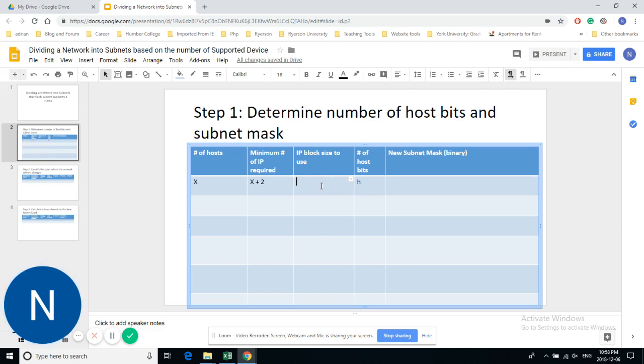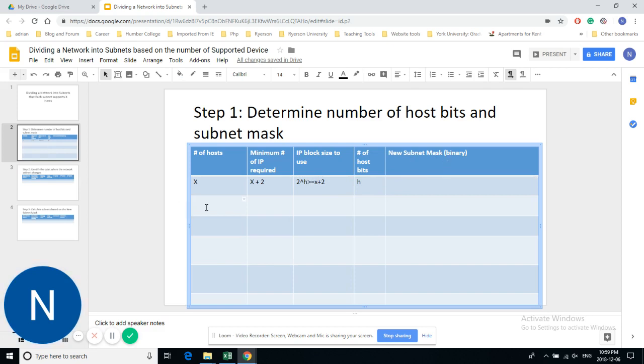So now you need to find a number which is a power of 2, and that number should be just greater than or equal to X plus 2. So you need to find a power of 2, let's say 2 to the power h is greater than or equal to X plus 2. And that h is the number of host bits, and from there we can make the subnet mask.